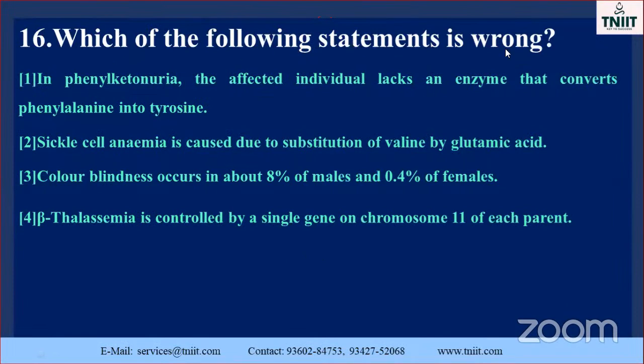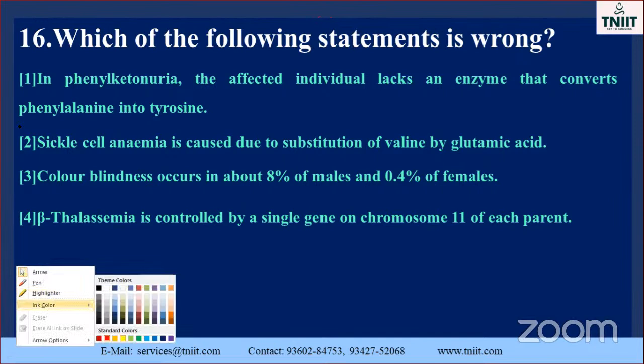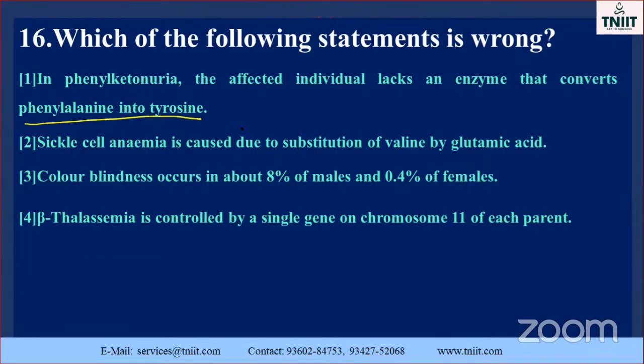Question 16: which of the following statements is wrong? See that this is very, very important, my dear student. In phenylketonuria, the affected individual lacks the enzyme that converts phenylalanine into tyrosine. Yes, it is a correct one. Conversion of phenylalanine to tyrosine. Which one is the wrong statement only? So this one is the correct one.